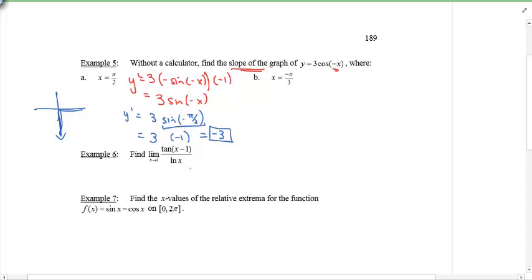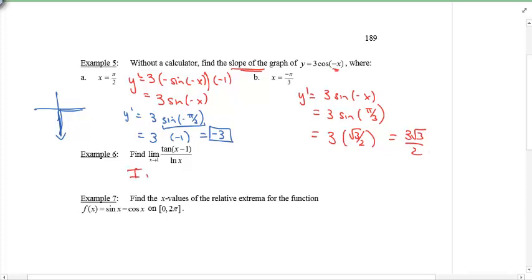And similarly for part B, I can just use the same derivative and plug in the value of negative pi over 3. So negative is positive. Sine pi over 3 you should remember as root 3 over 2. So this is just 3 times root 3 over 2. Or how about 3 root 3 over 2? And that's the slope value at x equals negative pi over 3. Okay?